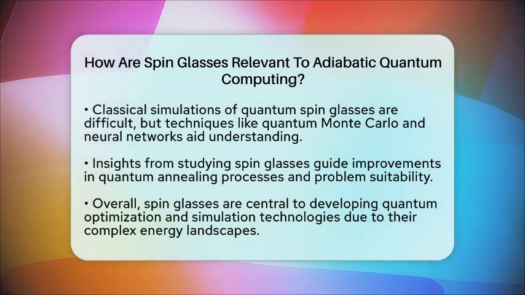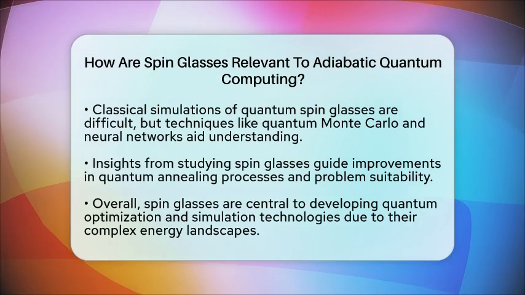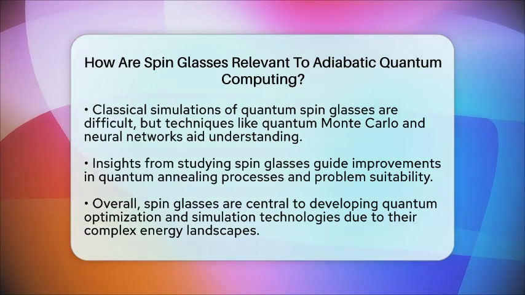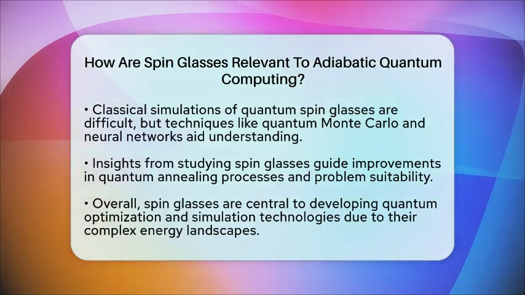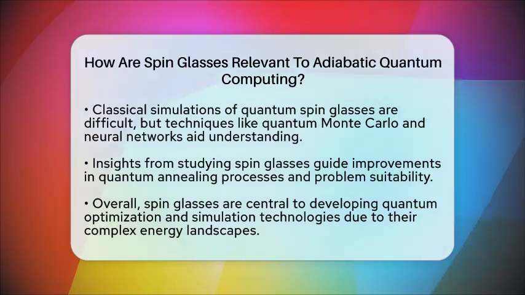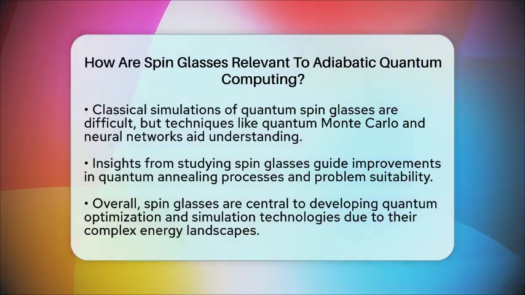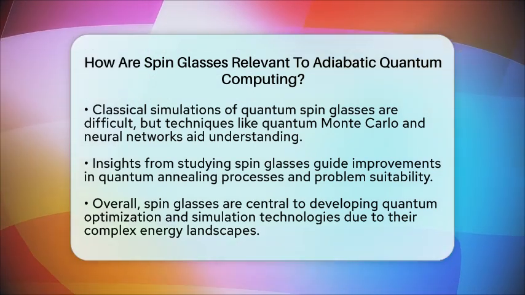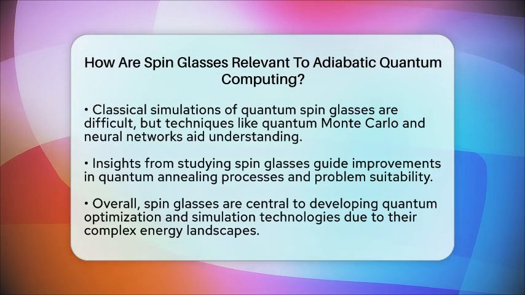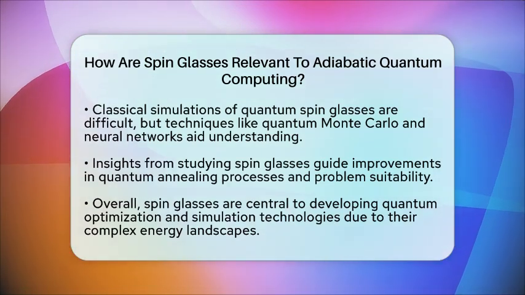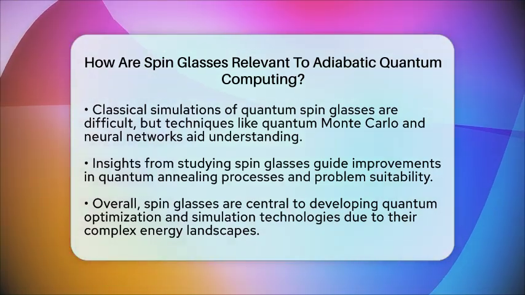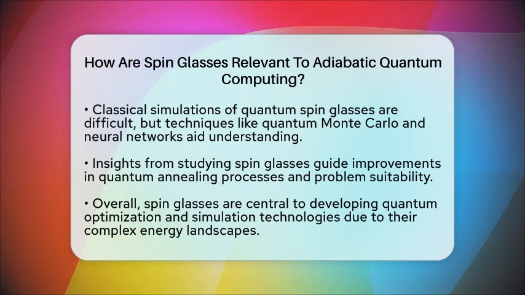So, in essence, spin glasses are at the heart of adiabatic quantum computing because they represent the kind of tough problems quantum computers are designed to solve. Studying how they behave during phase transitions, how their energy gaps change, and how to embed them into hardware will directly influence how effective quantum annealers can be. This makes spin glasses a fundamental part of the ongoing development of quantum simulation and optimization technologies.